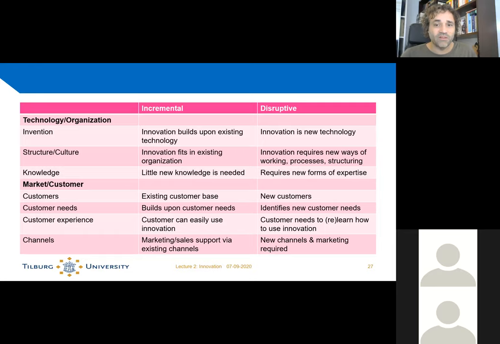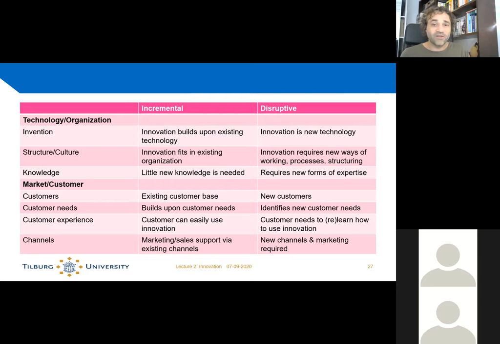To get back to the question, can innovation be both disruptive and incremental? The answer is yes, because in order to be a disruptive innovation, you don't need to be disruptive in all aspects of the innovation. If you look at the invention itself, it can be incremental because it builds upon an existing technology, like a new version of the iPhone, or it can be completely new. If Apple suddenly changes the iPhone into something completely different, let's say a human brain interface, it's a very disruptive technology, but at first instance, the customers may still be the same.